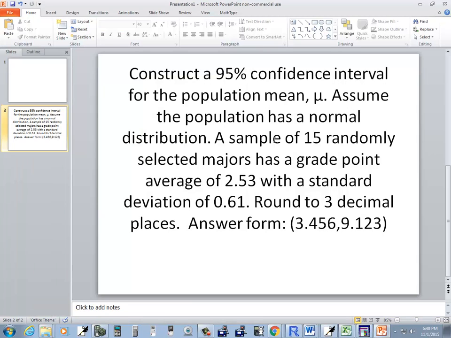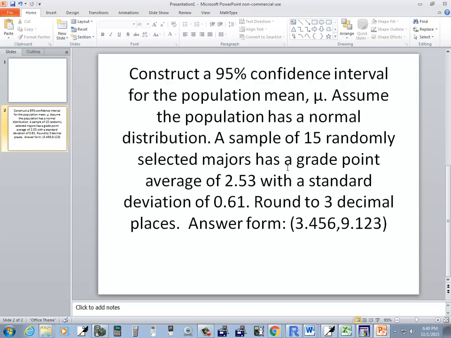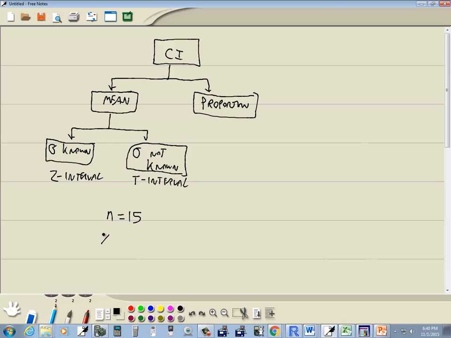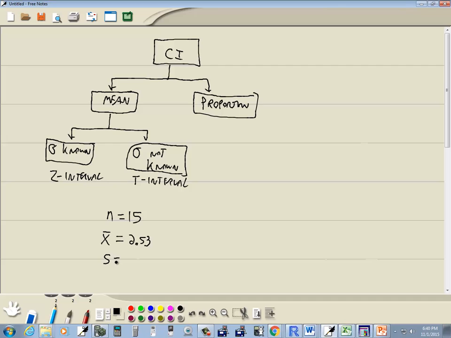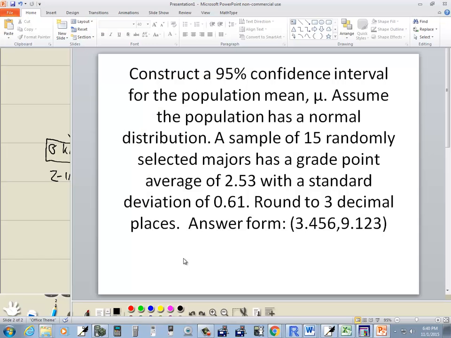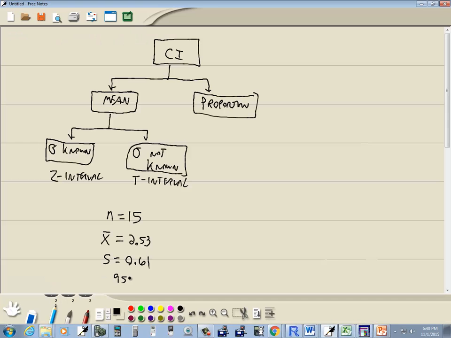Assume the population has a normal distribution, a sample of 15 randomly selected majors. That would tell us that n is 15. Has a grade point average of 2.53. Now it's referring to the sample, and grade point average, average is a sample mean. So that's x bar. It is 2.53 with a standard deviation of 0.61. So that's S. And we want a 95% confidence interval.